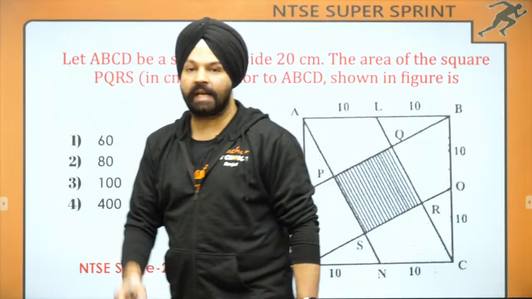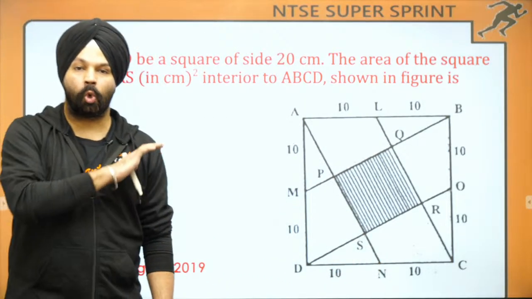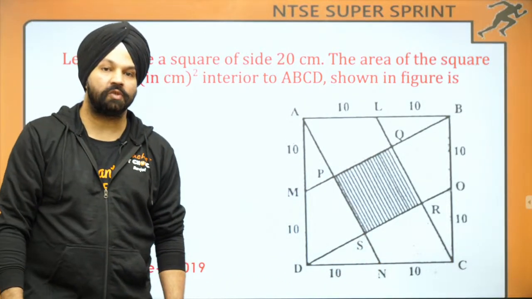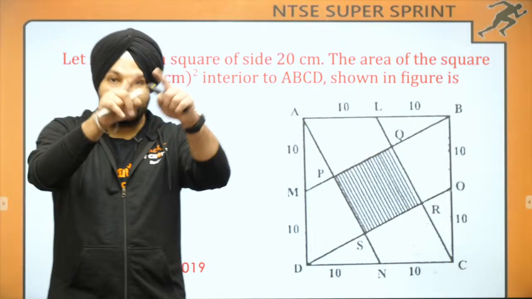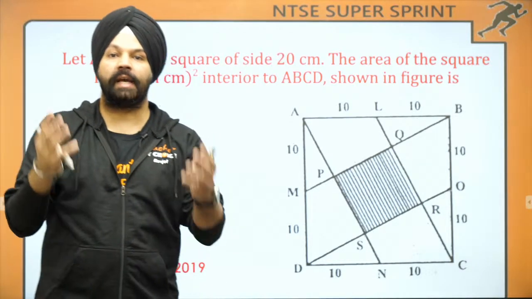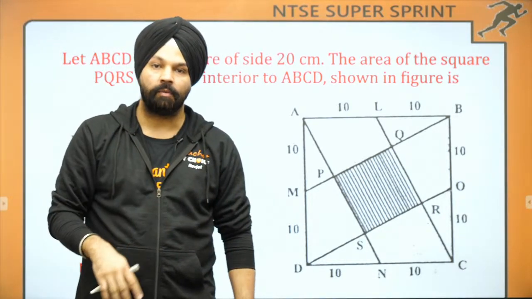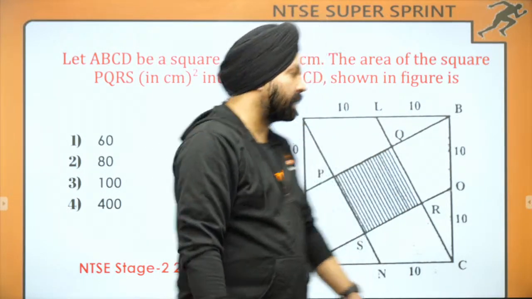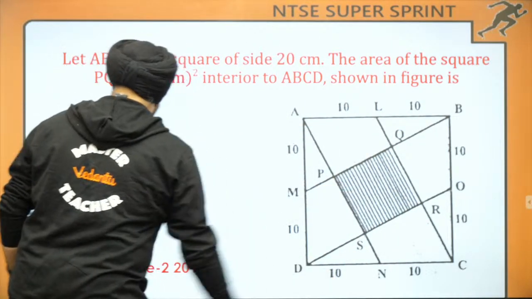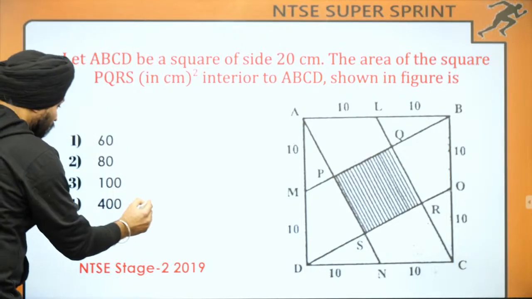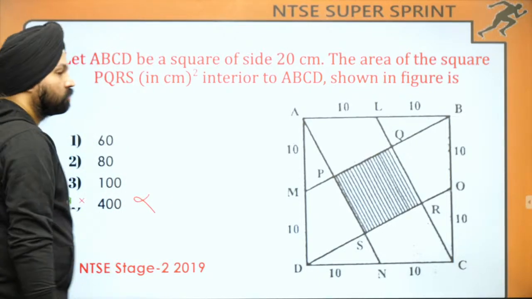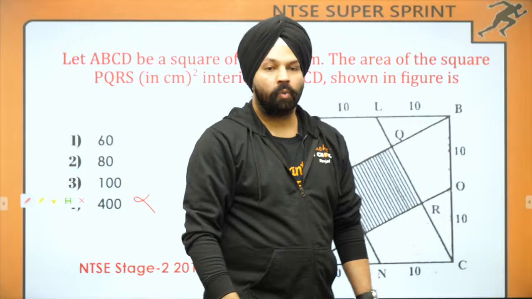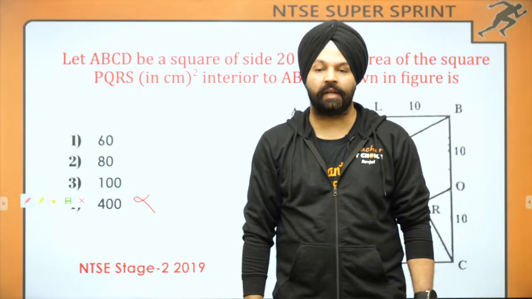Well, he is asking for the shaded area. One of the options is totally bogus. Why? The size of the square is 20. What is the area of the bigger square? 400, because the side is 20. If the area of the bigger square is 400, then the area of the smaller square, which he is asking, can never be 400. So one of the options is gone, right? We are left with 60, 80, 100 and we need to check what the answer is.